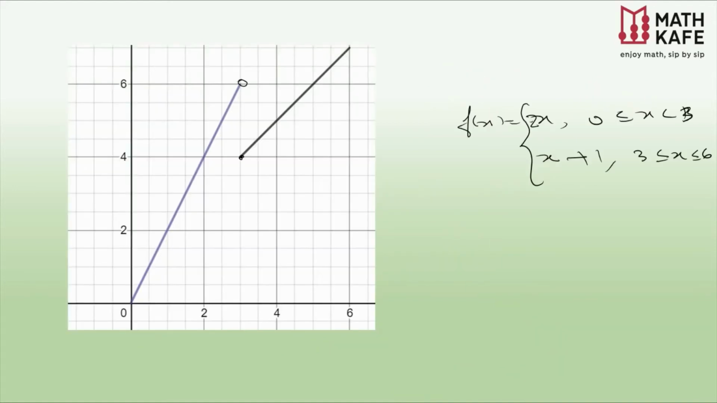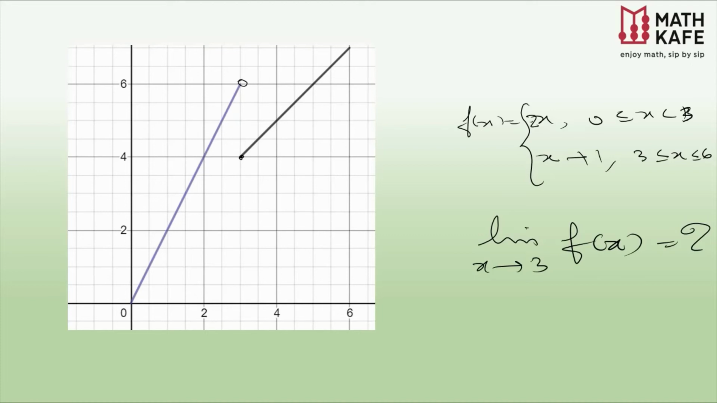Let us consider another example. See this graph: f of x is equal to 2x for 0 less than or equal to x less than 3, and x plus 1 when 3 is less than or equal to x less than or equal to 6. Now suppose I need to find the limit x tends to 3 of f of x. What could be the value of limit x approaches 3 of f of x? This is one of the most common questions in limits, and if you get this idea, you have done the limit part very well. Generally we call these one-sided limits.